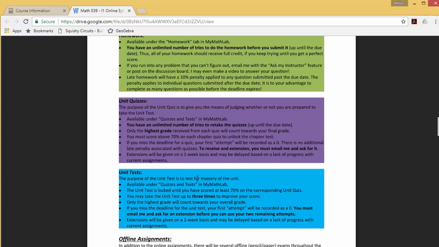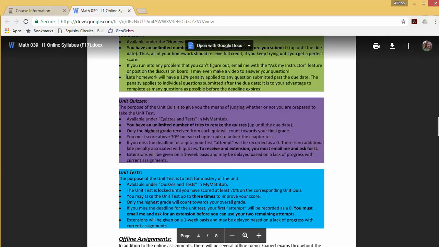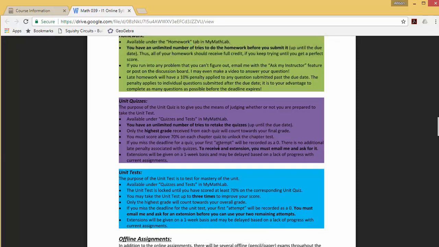And I want to talk about late penalties real quick while I have these 3 up here. Homework can be completed late if you miss a deadline, but it will have a 10% penalty applied to it for each question submitted after the deadline. So if you get halfway through an assignment, the first half will not have a penalty, but the second half will. Quizzes don't have a late penalty per se, but you have to ask me to get them extended. They don't automatically extend like the homework does. Okay, I will extend them. Really, all you need to do is ask.